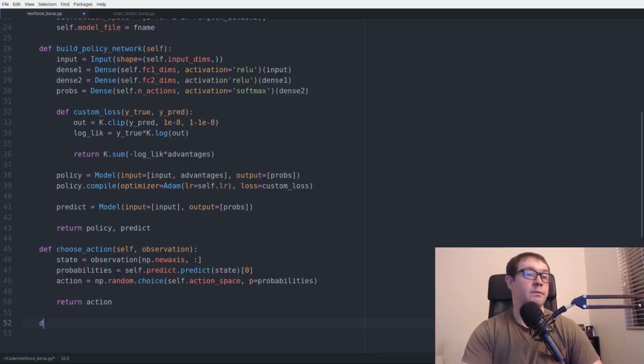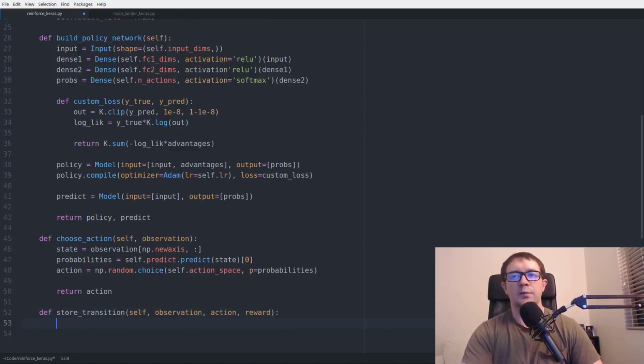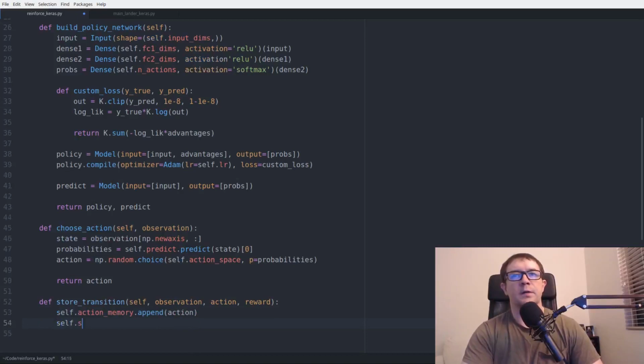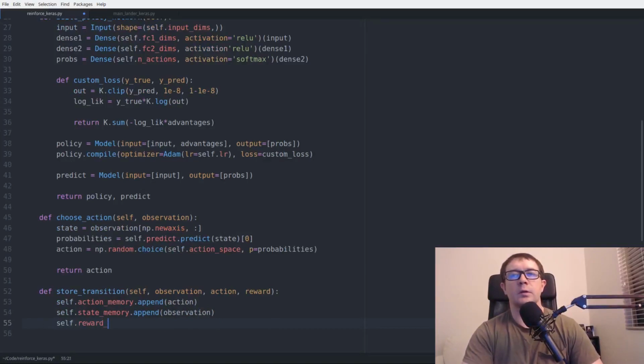Okay, that's pretty straightforward. So next let's handle something else pretty straightforward. Store transition, taking self, observation, action, and reward. This handles the interface with the memory. Self.action_memory.append(action), self.state_memory.append(observation), and self.reward_memory.append(reward).